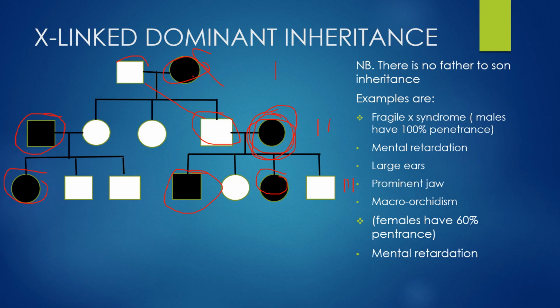Now, in X-linked dominant diseases, some examples are Fragile X syndrome. In Fragile X syndrome, males have 100% penetrance. Some symptoms include mental retardation, large ears, prominent jaw, and macroorchidism, that is abnormally large testes. Females have 60% penetrance, and some symptoms are mental retardation.